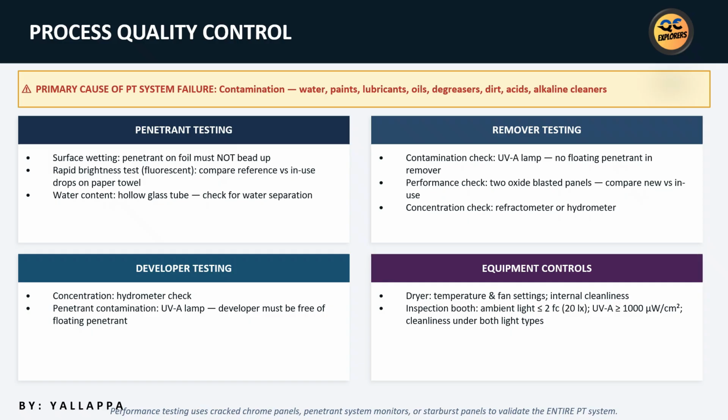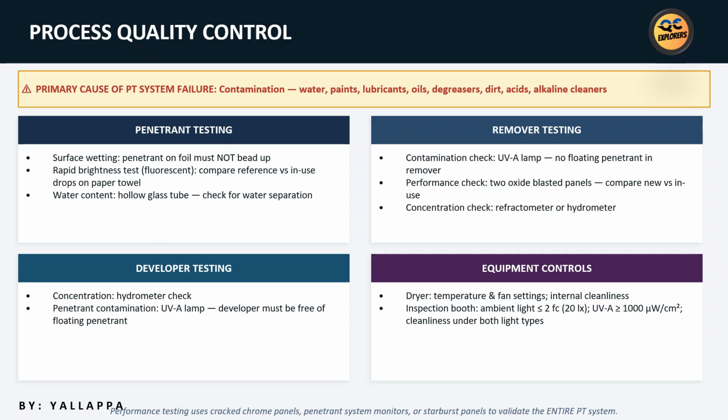Now removers must also be monitored carefully. Using UVA light, inspectors can verify whether penetrant contamination exists inside the remover system. Developer systems also require concentration checks and contamination monitoring. Now, equipment controls are equally important. Dryer temperature, fan performance, and system cleanliness all affect PT quality.